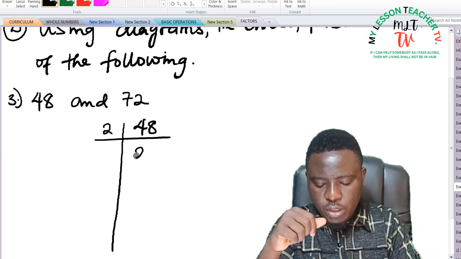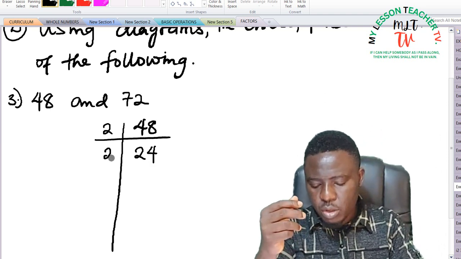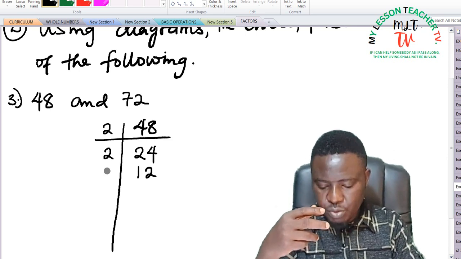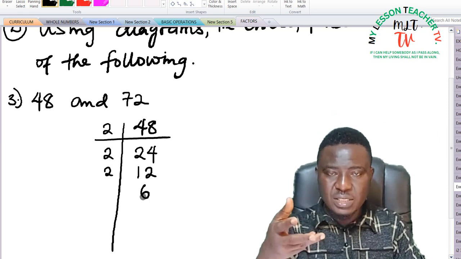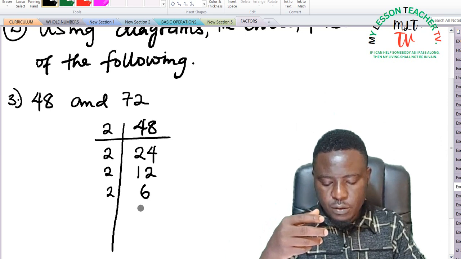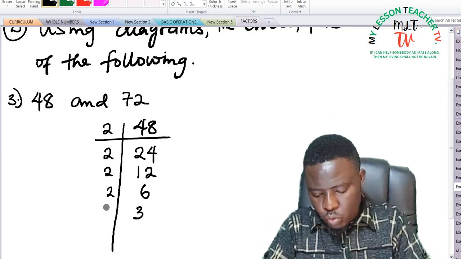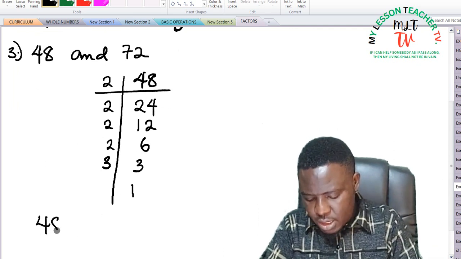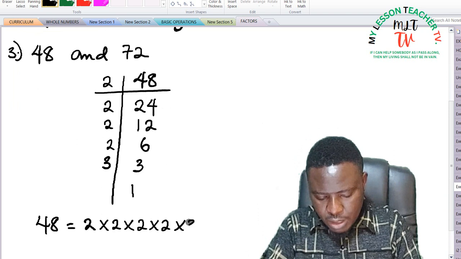Now, 2 into 4 is 2, 2 into 8 is 4. 2 can still divide for same reason. 2 into 2 is 1, 2 into 4 is 2. 2 can still divide. Same reason. 2 into 12 is 6. 2 can still divide. 2 into 6 is 3. 2 can no longer go into 3 because it is not a multiple of 2. So we use 3. 3 into itself is 1. So that means that 48 can be expressed as a product of its prime factors to be 2 times 2 times 2 times 2 times 3.